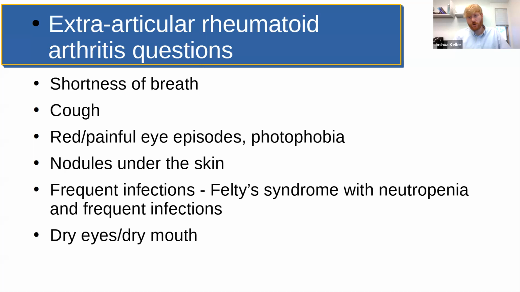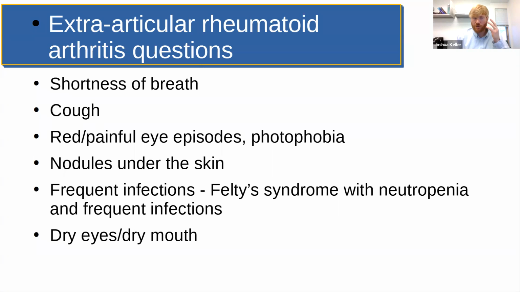So rheumatoid arthritis, extra-articular rheumatoid arthritis manifestations usually would occur in patients who have long-standing untreated rheumatoid arthritis, but sometimes it can come before the primary manifestations of the disease or at the same time. So you can have RA lung, RA ILD, so shortness of breath and cough. In terms of eye manifestations, scleritis would be a more common presentation with rheumatoid arthritis, although there is a lot of overlap in what they can present with.